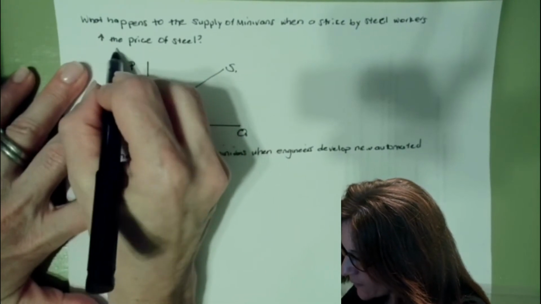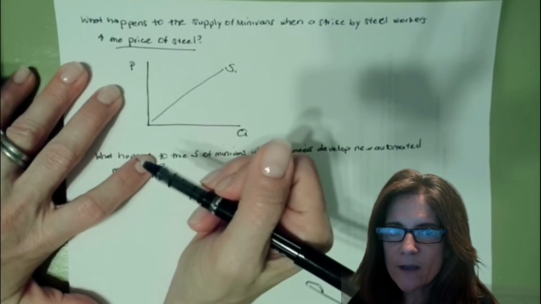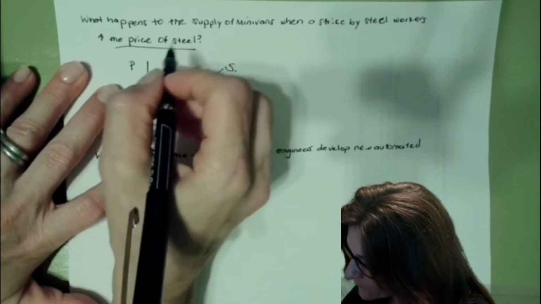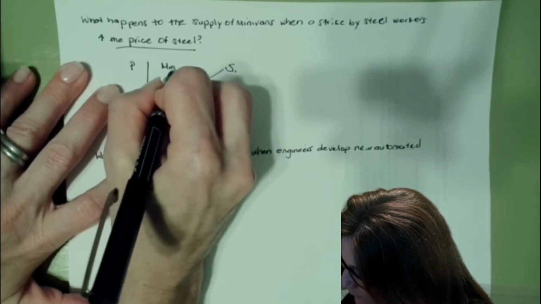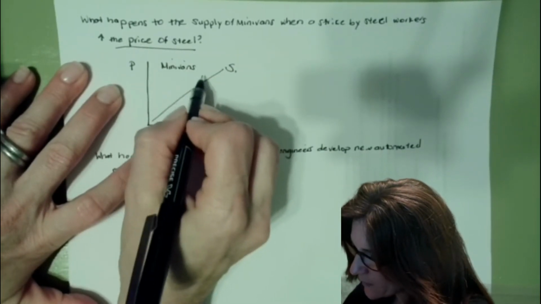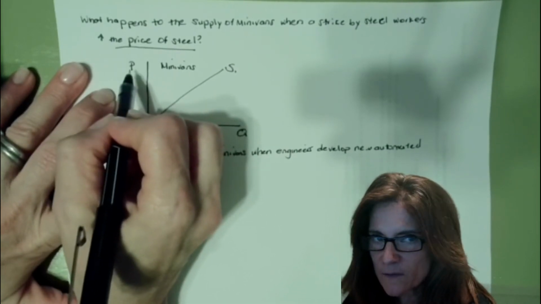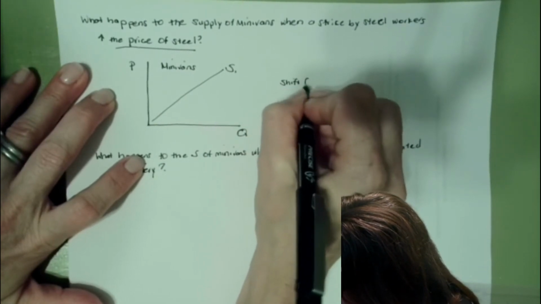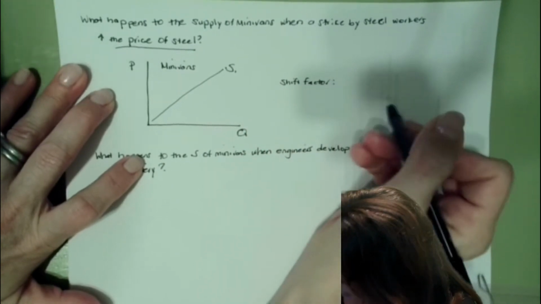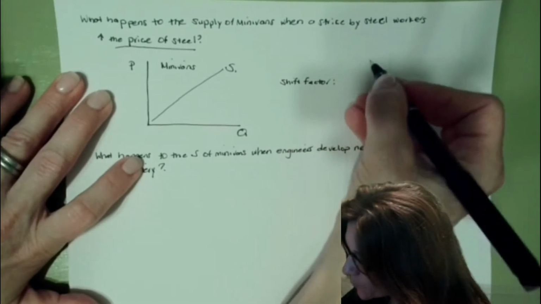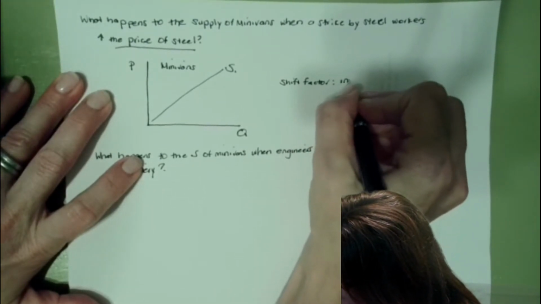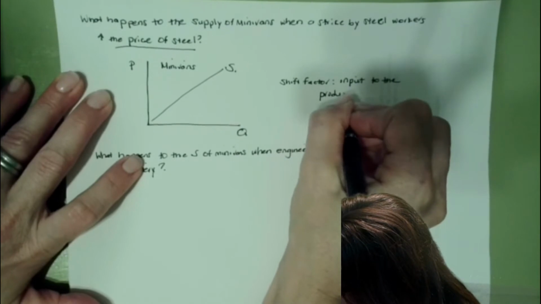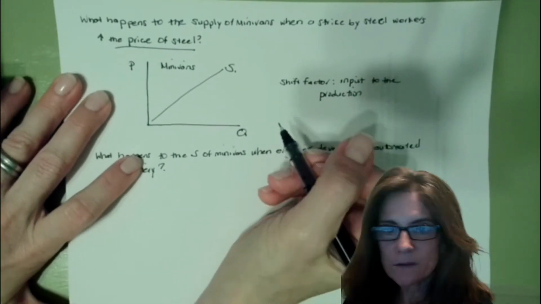And what we need to identify is which one of the determinants of supply, or the shift factors of supply, is being impacted here. And since it's steel that's being affected, and the market we're talking about is minivans, it's not the price of minivans that's affected. So this is one of the shift factors. And more specifically, steel is an input to the production of minivans, which means that it's used in making them.